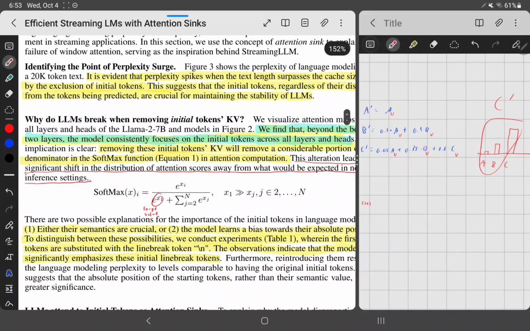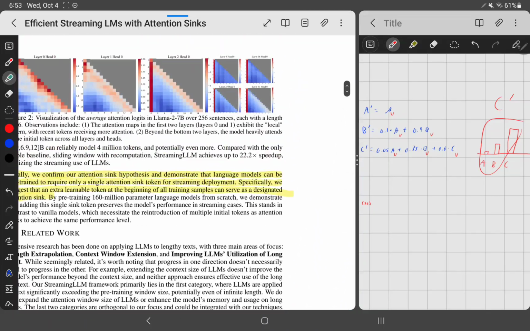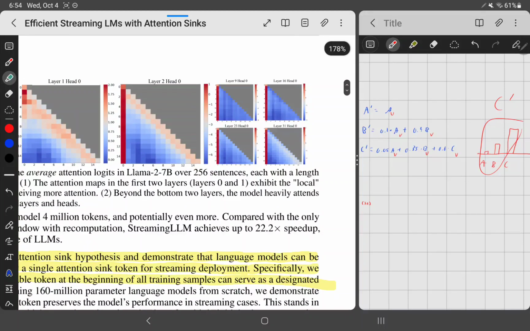And they say that the implication is clear. Removing the initial key value tokens will remove a considerable proportion of the denominator from the softmax in the attention computation. So whenever you don't do sliding window, there's a lot of attention going into these first tokens for some reason, no matter what the sequence is. The sequence can be anything, and there's a lot of information going to the first tokens in the sequence. This is a phenomenon they find.